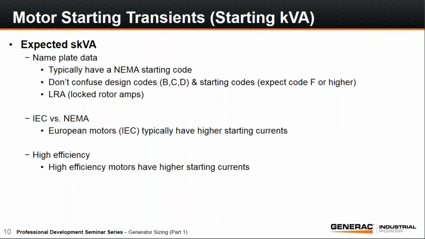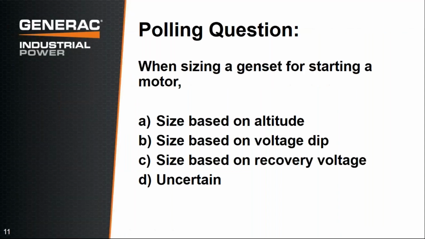So typically this is nameplate data. Sometimes we see customers confuse NEMA design codes for starting codes. I don't think you're ever going to find a B, C, or D starting code in the actual marketplace. You will see code F and G and higher, but you won't see those low letters within the market. So you're really looking for that NEMA starting code or the locked rotor amps to get you to an SKVA. High efficiency motors, higher starting currents. International motors, IEC motors, European motors, higher starting currents.